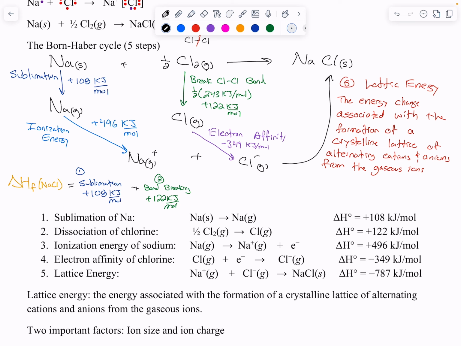Step 3 was my ionization energy, which was 496. Step 4 looks like it's going to be our electron affinity, which was negative, energy released, negative 349. And step 5 is our lattice energy.